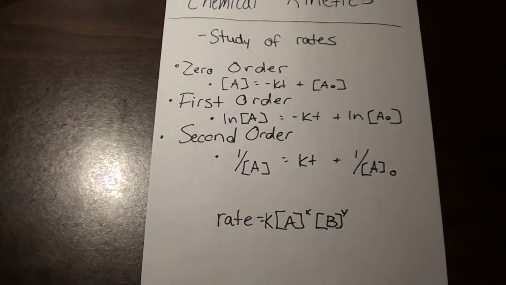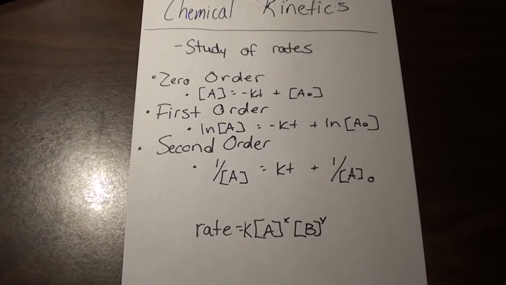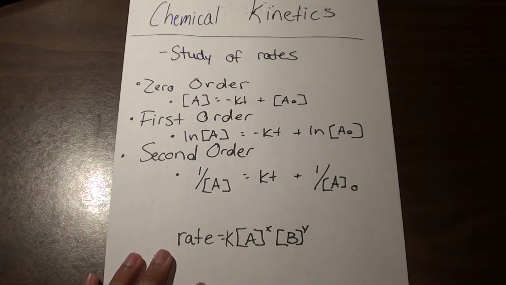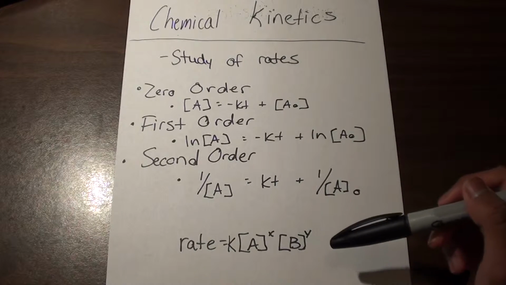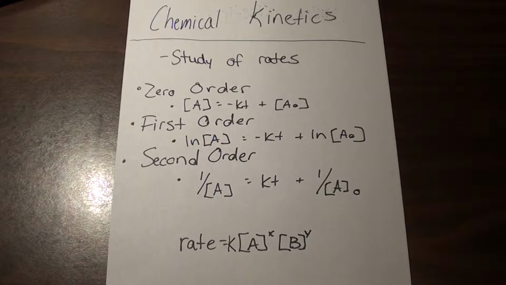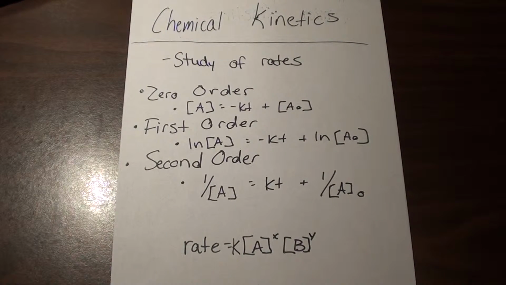This rate constant can be determined experimentally as well, or if you have experimental data, then you can determine it mathematically. And then the X and the Y on the A and the B have nothing to do with the coefficient out in front of the A and the B in the equation or anything like that. It has to be determined experimentally.